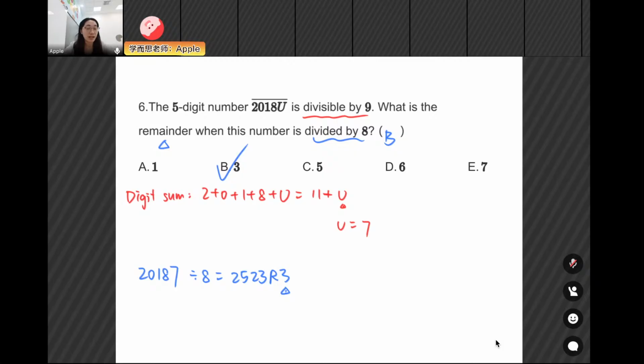Okay. Again, for this question, it is not that hard. You just need to be clear about the divisibility rule of 9, and then check the question. What is the question asking you? It is for the remainder.